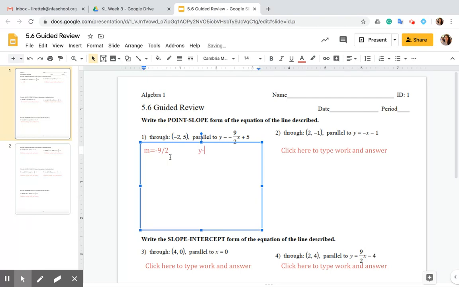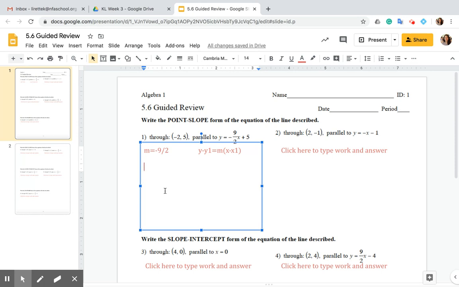Point-slope form is the following: y minus y1 equals m parentheses x minus x1. It's my opinion that point-slope form is the easiest way to write your equation, because once you've got your slope and a point, you just plug everything in and you're done. So that's what I'm going to do.